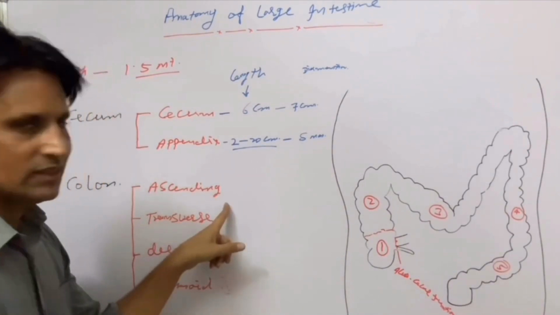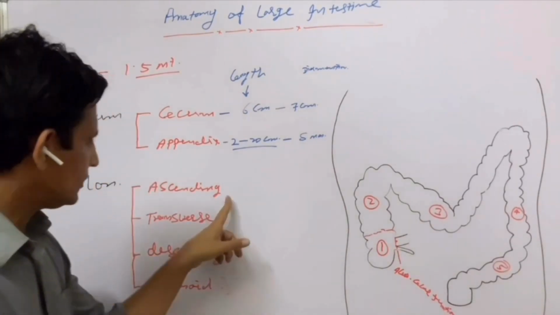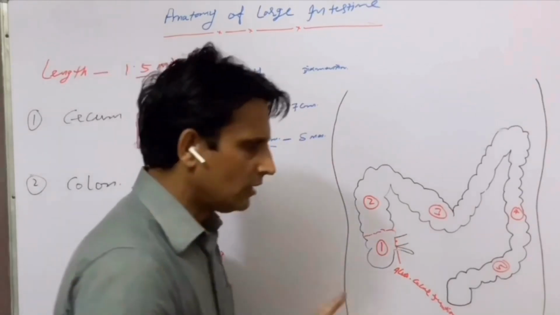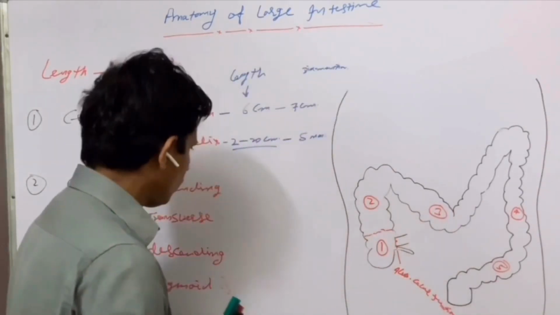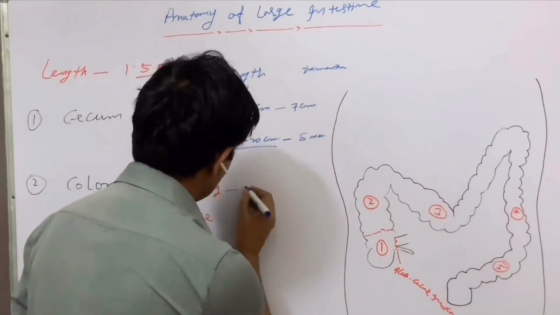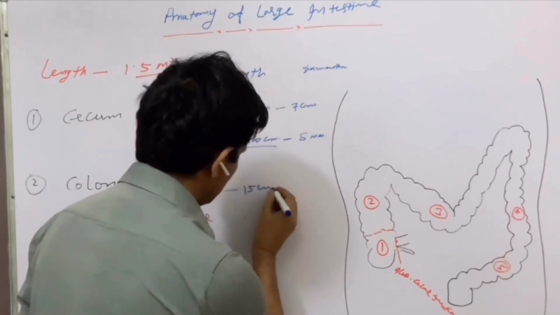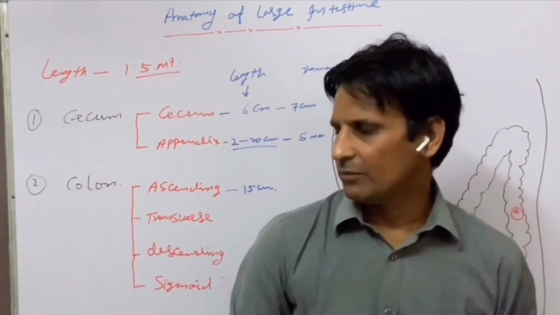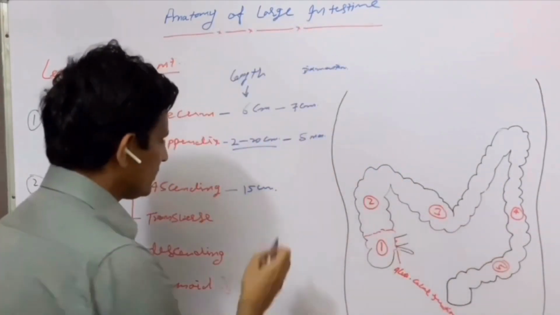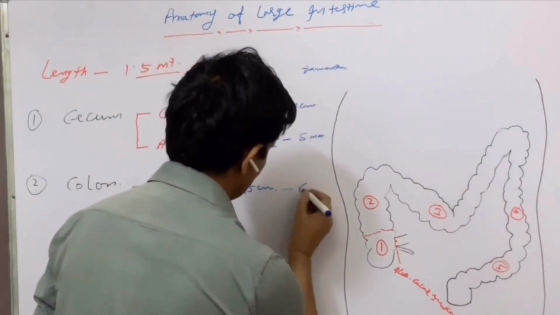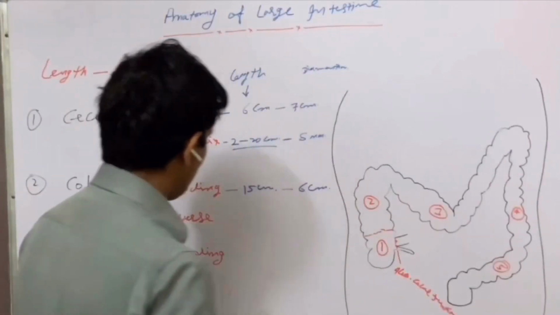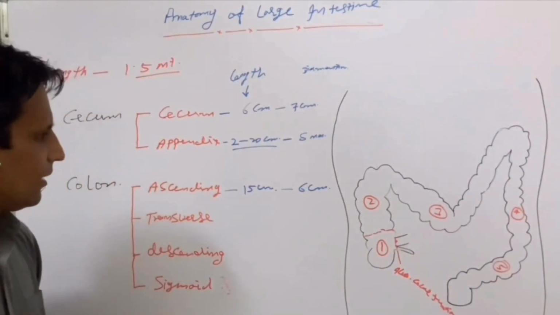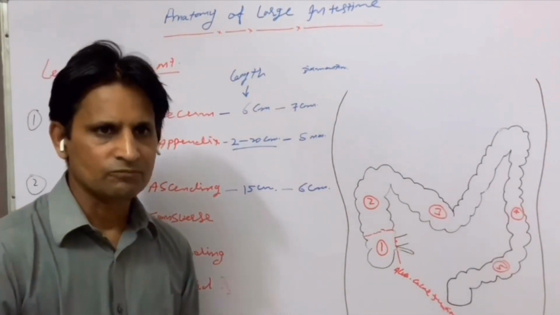Now come to the ascending colon, right? So this ascending colon has a length of around 15 centimeters and the diameter is around 6 centimeters, right?